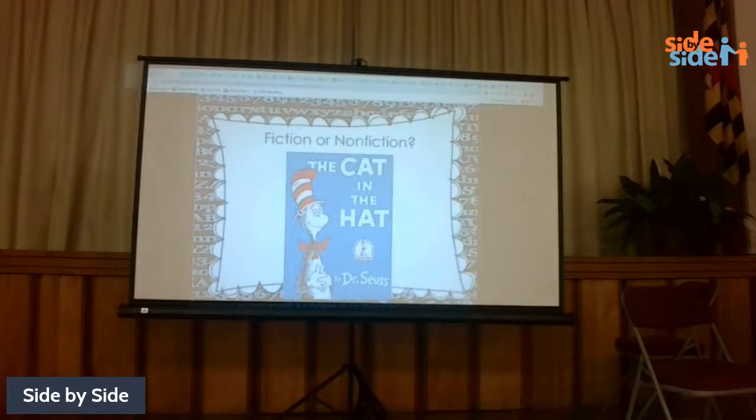Fiction or nonfiction? How did you know? It is an illustration. You're definitely not going to see a cat walking around in a hat like that. No, the kids will want to read it because they're going to wonder why he is wearing a hat.